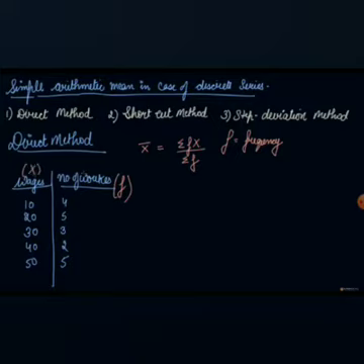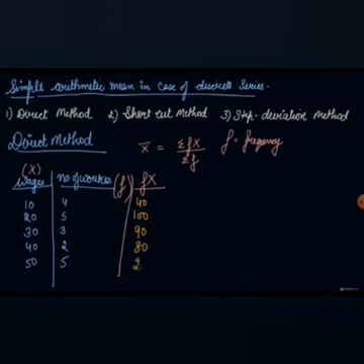So we've got x, and we have to find f. Now for this direct method we have to find fx, that is, you multiply f with x. 4 into 10 is 40, 5 into 20 is 100, 3 into 30 is 90, 40 into 2 is 80, 50 into 5 is 250. Now the other thing we have to find is summation of fx, which means the sum of fx. So this sum, 40 plus 100 plus 90 plus 80 plus 250, is your 560.